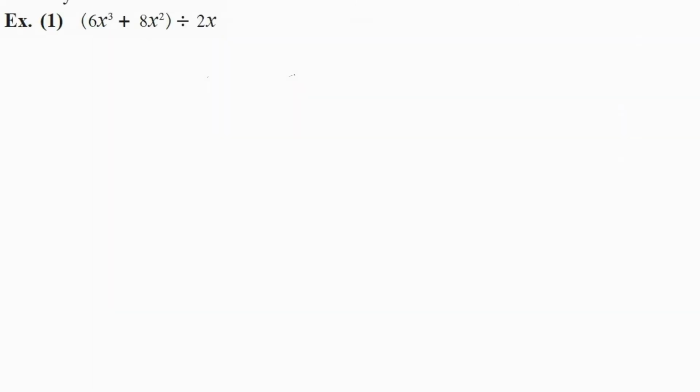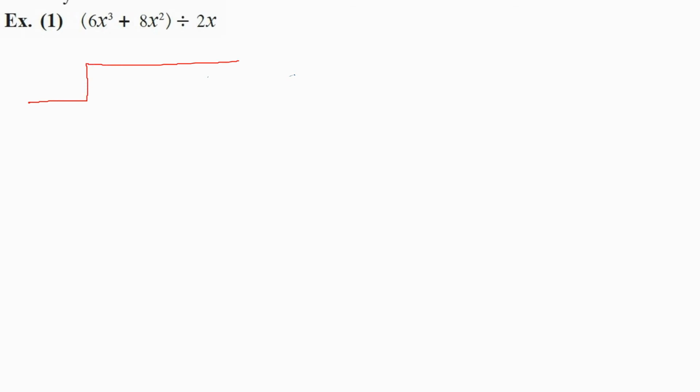Okay, let us solve a sum from the exercise. Let's say 6x cubed plus 8x squared divided by 2x. Now note one thing, this is a binomial. That means there are two terms and this is a monomial. So we are dividing a binomial by a monomial. So let us do step by step the long division method for dividing these two polynomials.